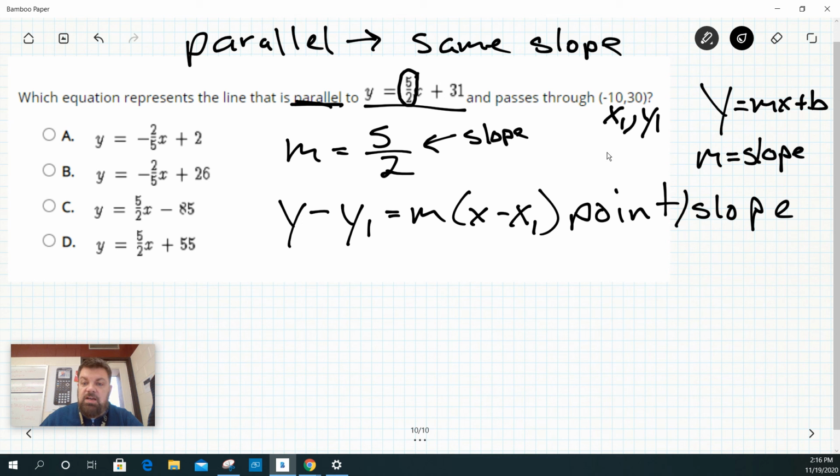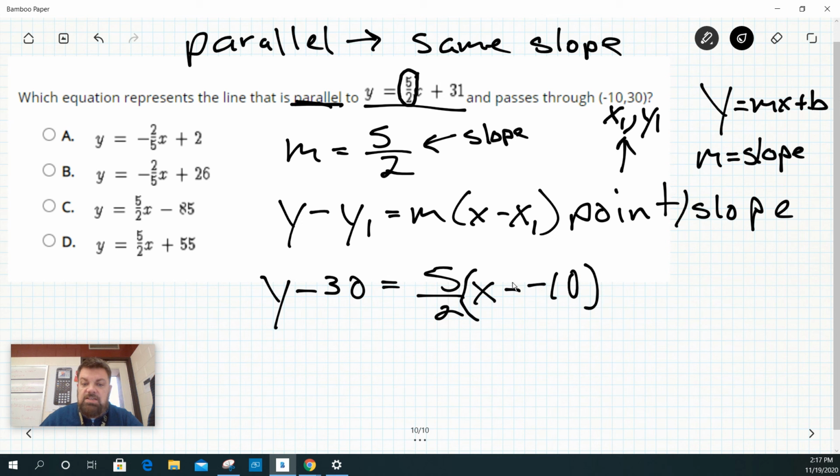And then the point they give me is right here. This is my point. So I'm going to plug that in. y minus y sub 1, y sub 1 is 30, is equal to my slope, which is 5 over 2 times x minus 10, because x sub 1 is minus 10. When you minus a minus, it becomes a plus. I'm going to distribute this through the parentheses.